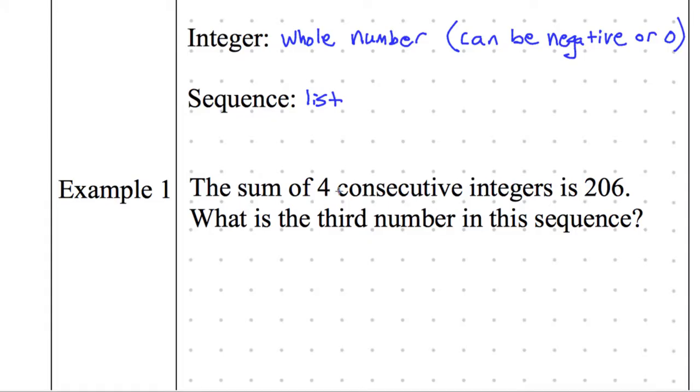Yeah, so we have 4 consecutive integers. So one integer after the next. So you have like 1, 2, 3, 4. Those are 4 consecutive integers. And it's saying if I add them all together, if I take the sum of them, then that sum is 206. I need to figure out which 4 consecutive integers they are. And then once I figure out which 4 there are, I'm looking for that third number.